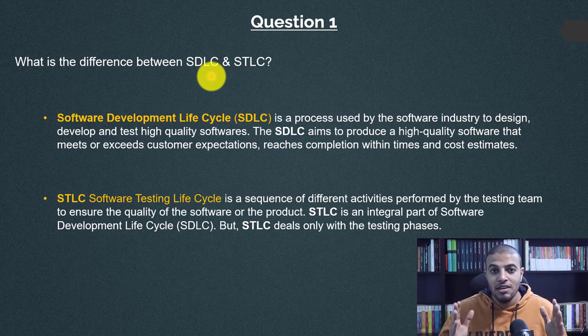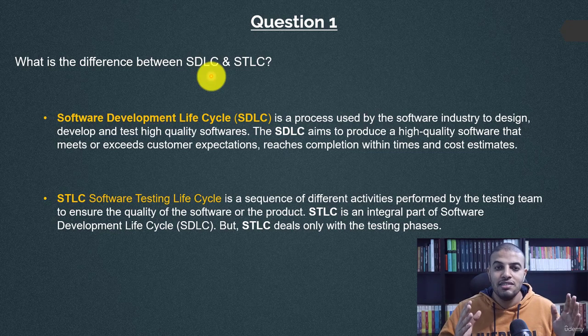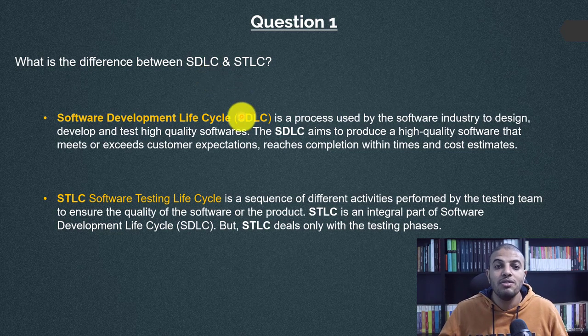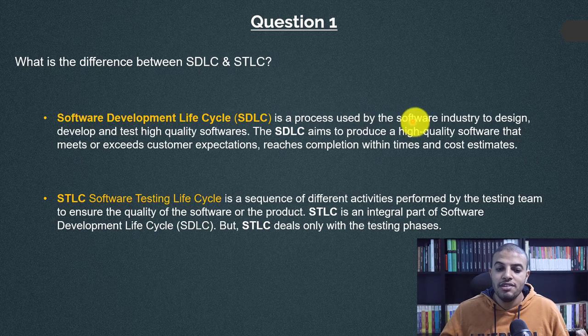On the other hand, the software testing lifecycle are the steps that we go through in order to test our software. So both of them are a life cycle, but the difference is the software development life cycle is talking about developing the software, but the software testing life cycle talks about testing the software. So like we see here, software development life cycle is a process. Okay, both of them are processes used by the software industry to design, develop, and test high quality software.